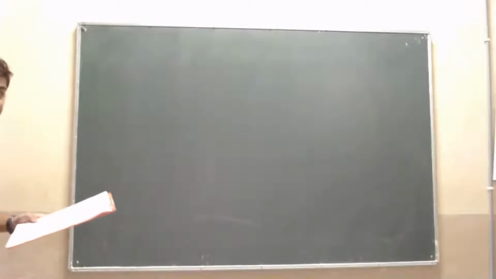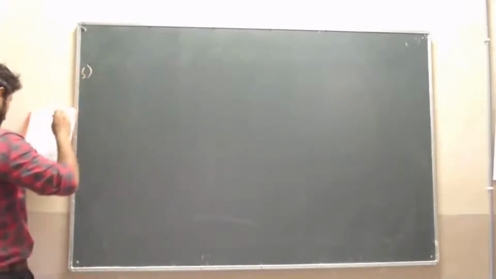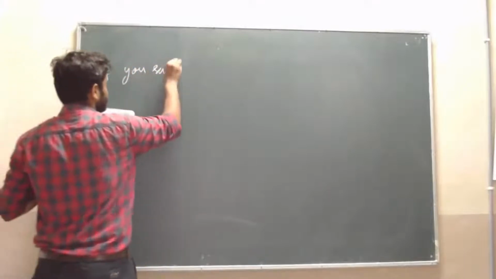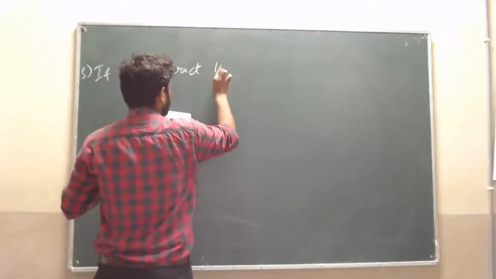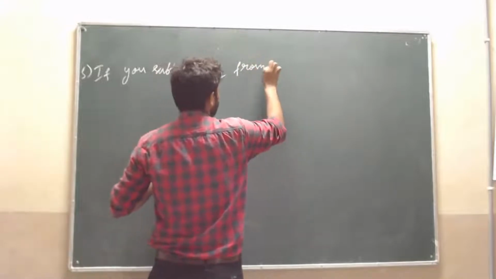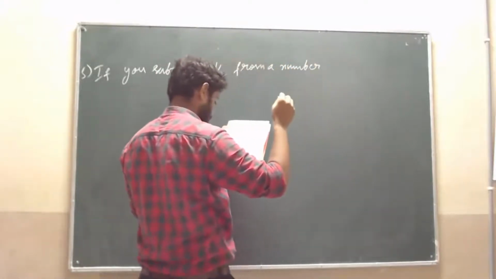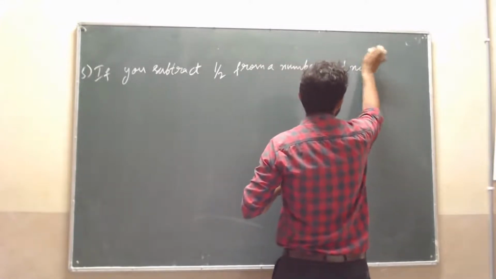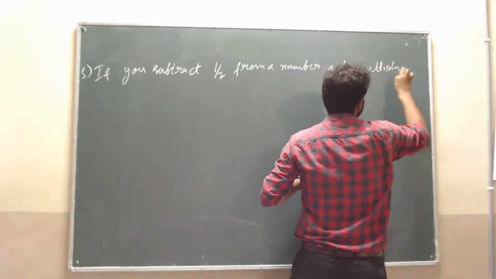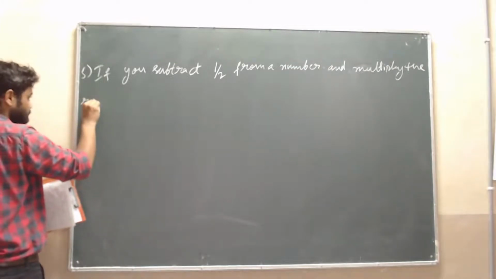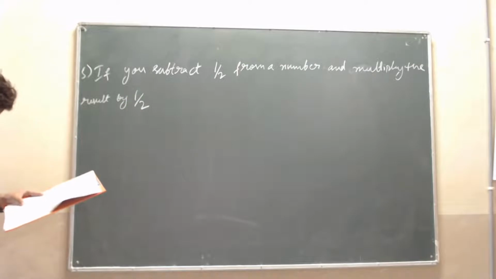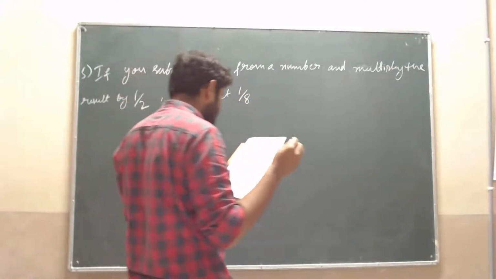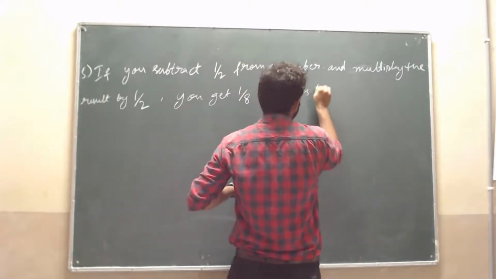See, it's somewhat different. See here. If you subtract 1 by 2 from a number, and multiply the result by 1 by 2, you get 1 by 8. What is the number?